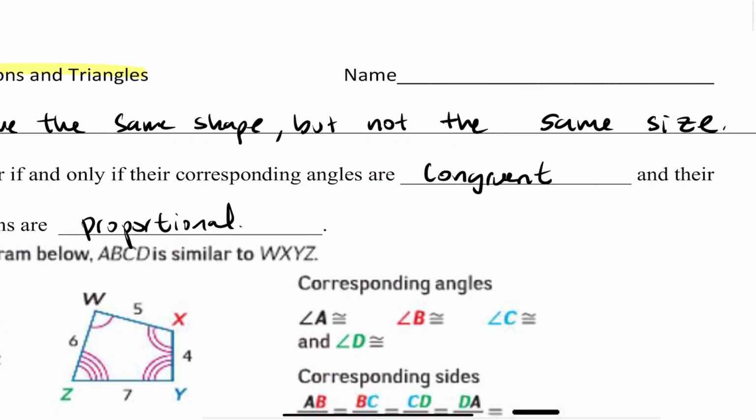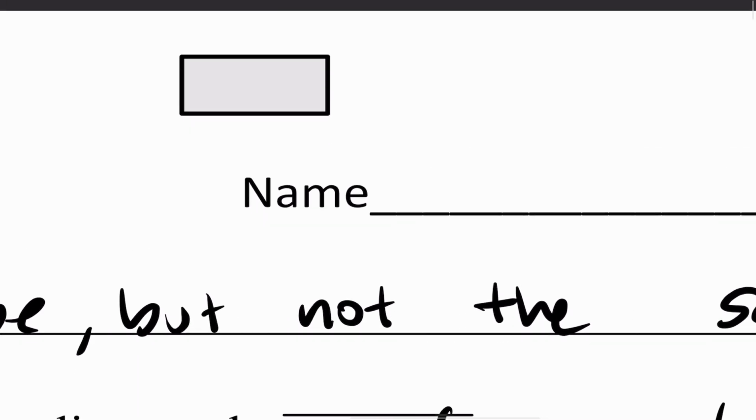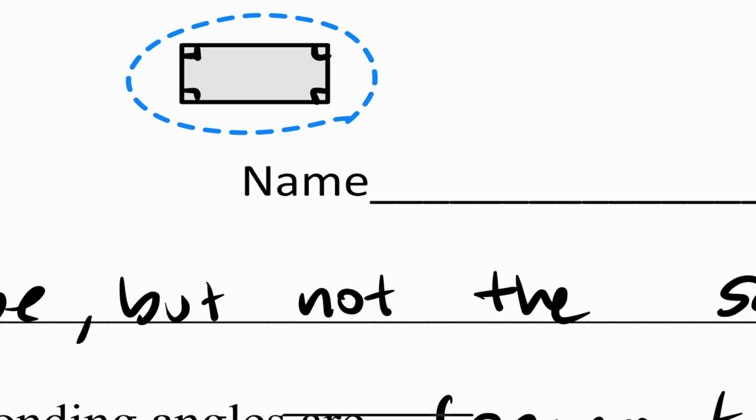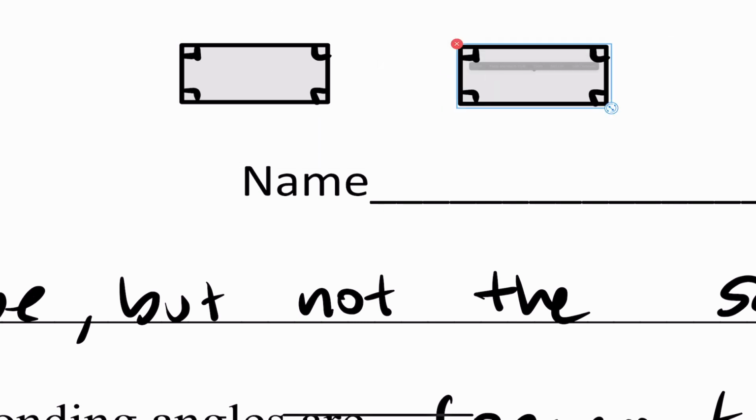So let me go ahead and demonstrate. Suppose that I have a rectangle, and we know with a rectangle, each angle is 90 degrees. So this is my original figure. If I were to copy and then paste, notice we have the same figure, right? I'm comparing one figure to another figure. The angles are the same, the sides are the same, so these two figures are congruent.